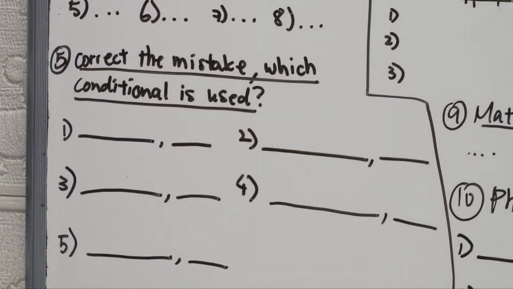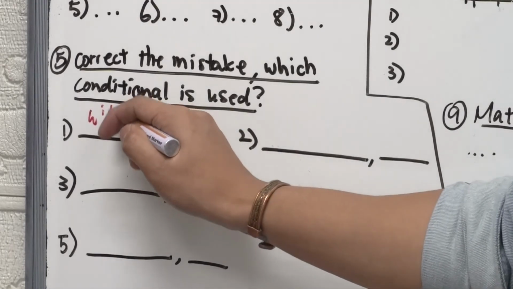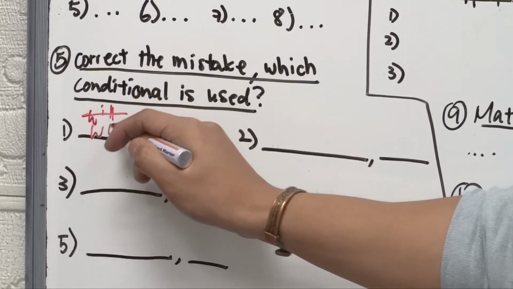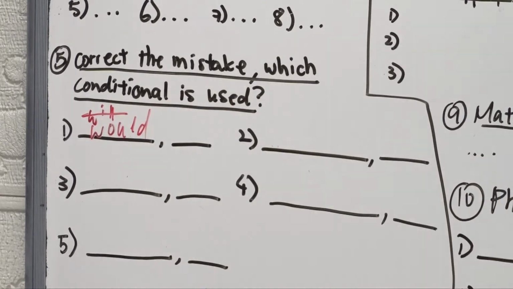All right, so let's read the first one together, okay? If he got a job, he will move to a bigger house. What is the mistake there? He would. Very good. So will, you cross it out, right? Cross it out, and then write would, W-O-U-L-D. Right? Let's try to answer the type of conditions later.